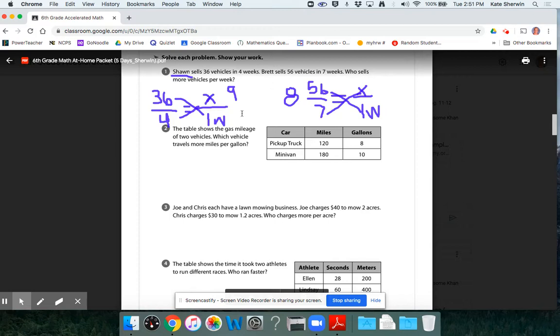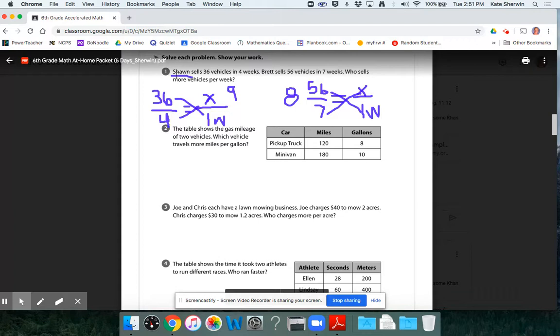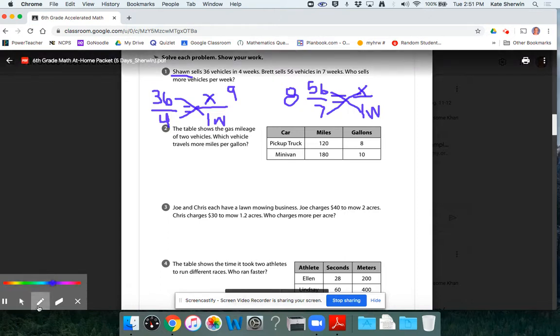So the same thing we did up here with Sean and Brett, we're going to do right here. The only difference is that up in number 1, they gave you the information about Sean and Brett in sentence form. And in number 2, they've given you the information in table form. So it's the same thing. They've just given you the information in different looking ways. So we need to find the unit rate per gallon, miles per gallon.